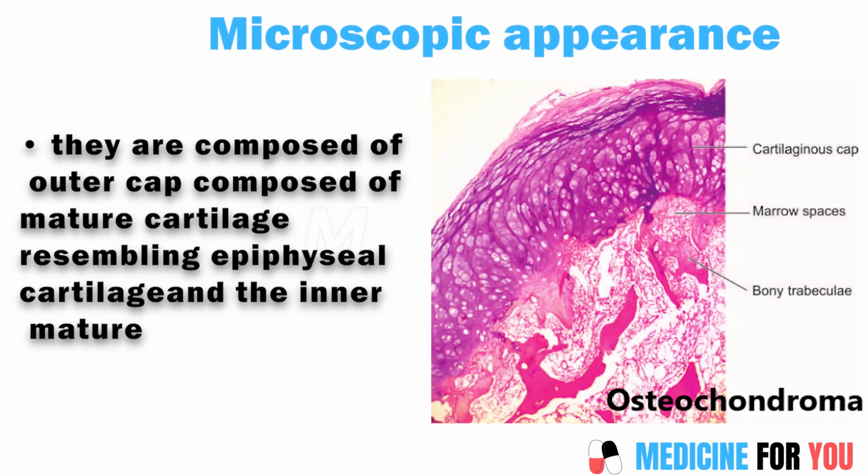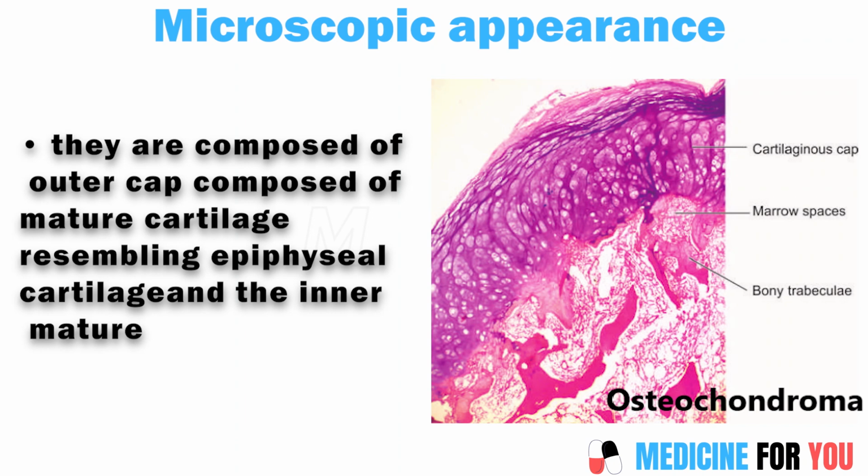Microscopic appearance. They are composed of an outer cap composed of mature cartilage resembling epiphyseal cartilage, and the inner mature lamellar bone and bone marrow.